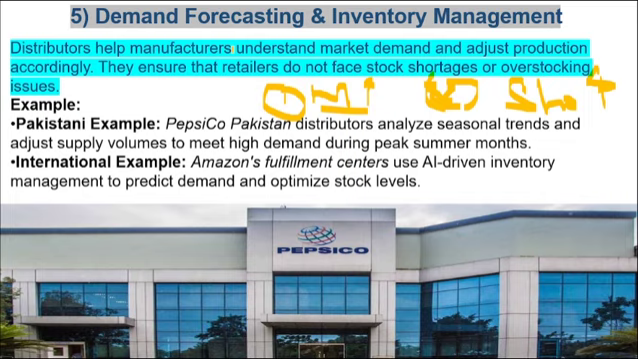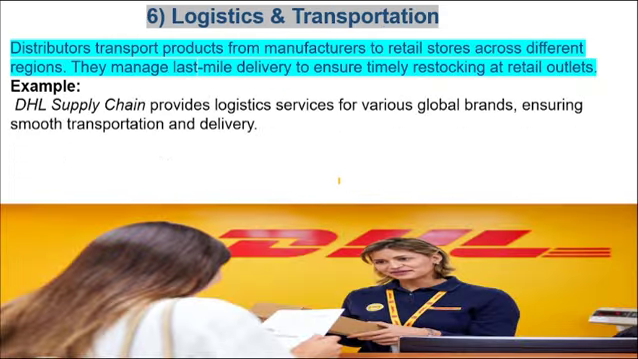And they tell the shopkeepers that this product is having high demand, or this is going to be low demand. So it helps not to face stock shortage or overstocking. Okay, let's see the example. PepsiCo Pakistan distributor analyzes seasonal trends and adjusts supply volume to meet high demand during peak summer months. International example: Amazon's fulfillment centers use AI-driven technology management to predict demand and optimize stock levels.